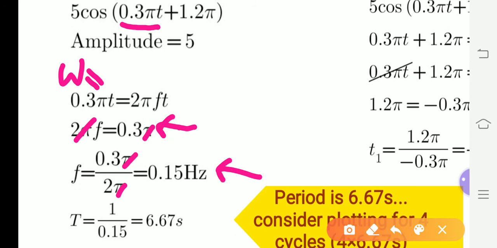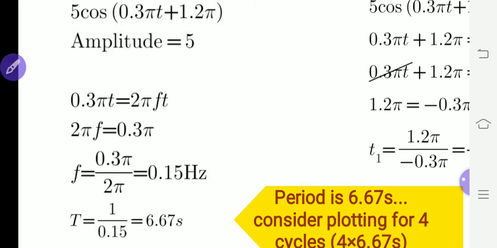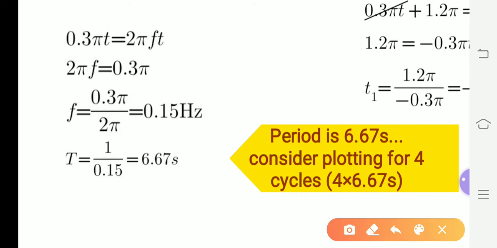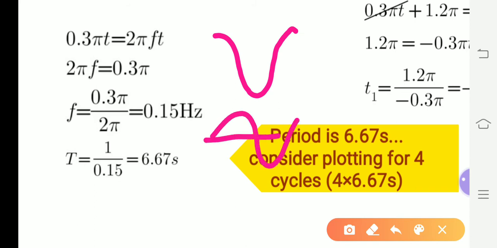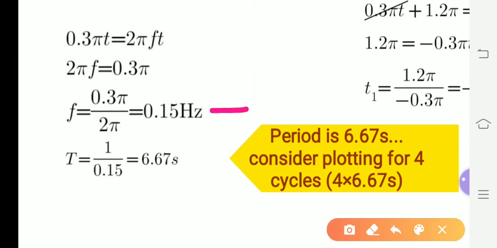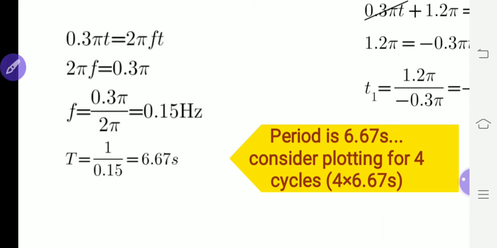After we know the frequency, the next thing is we can find out the period. That means one whole cycle, either this or this, how much time will it take? Our f is equal to 0.15 hertz, so our period will be 1 over f, which is 1 over 0.15. So we will get 6.67 seconds. When we draw, we try to draw a few cycles, that means a few periods.